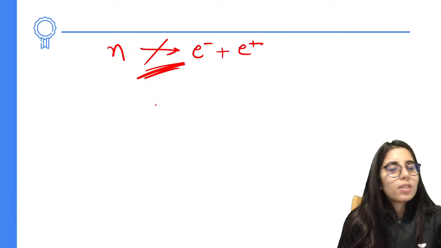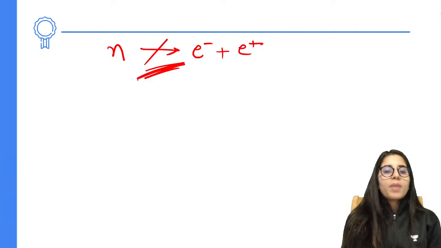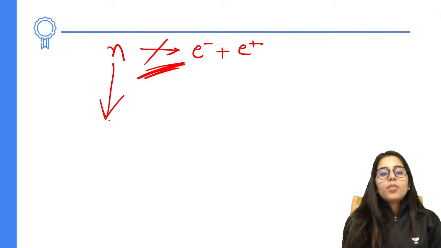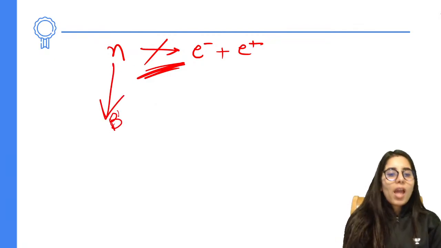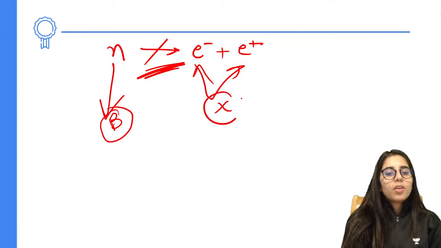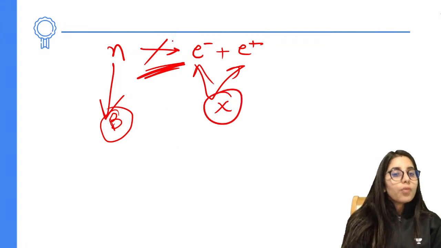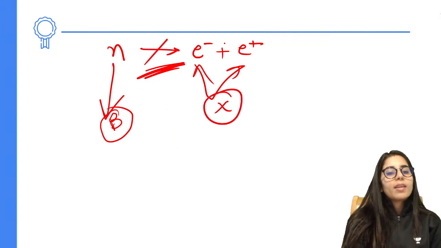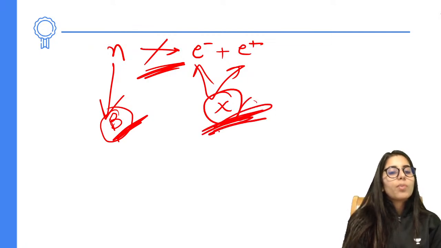So if we will consider, is neutron a baryon? The answer is yes. It will have some baryon number. What about electron and positron? The answer is no, they are not a baryon. So which means if you are going to get a neutron decaying into electron and positron, the baryon number will not be conserved. It will have some non-zero baryon number, but this will be having a zero baryon number.